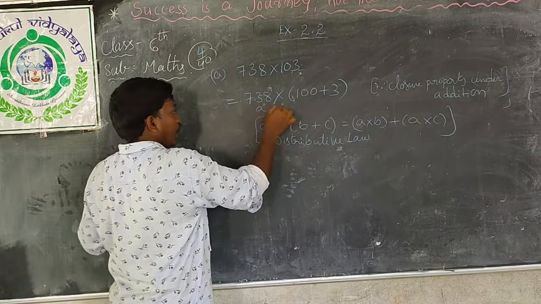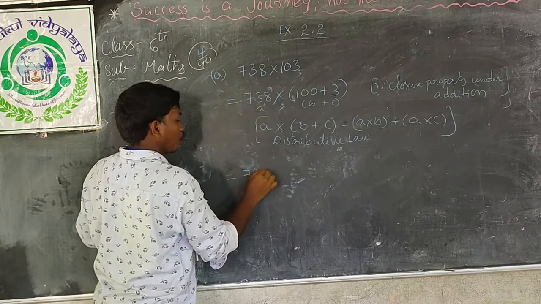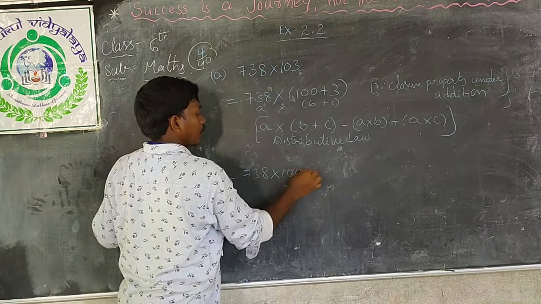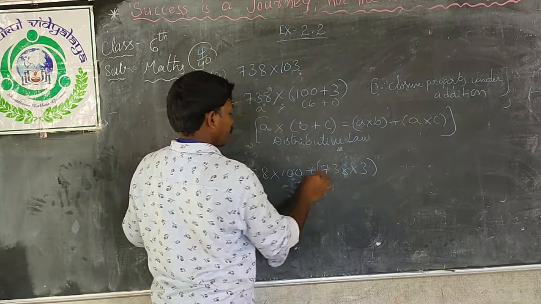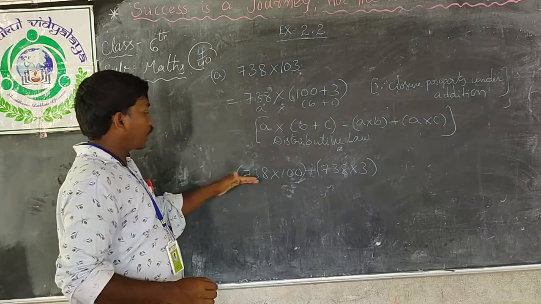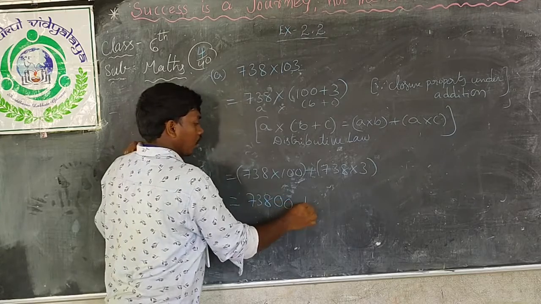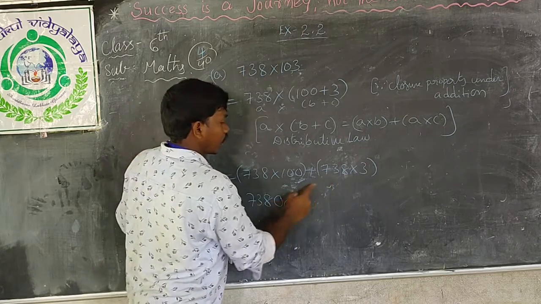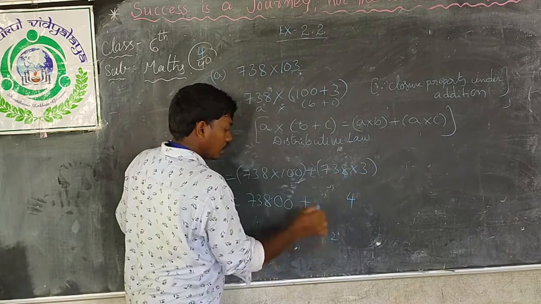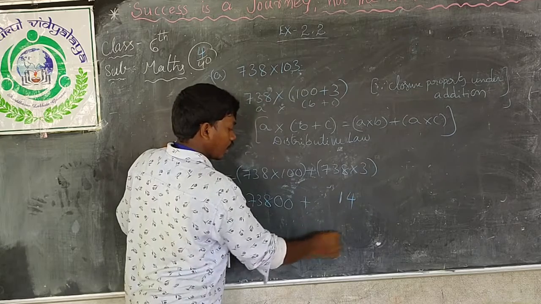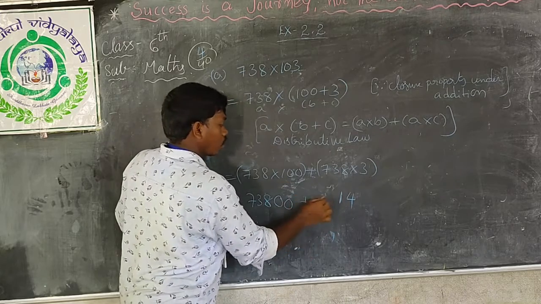Now this is A into B plus C, so A into B plus A into C. Like this: 738 into 100, 738 into 1 is 738, then 0, 0. Plus with the 3 multiplication: 3 8s are 24, write 4 carry 2. 3 3s are 9, 9 plus 2 is 11, write 1 carry 1. 3 7s are 21, 21 plus 1 is 22.